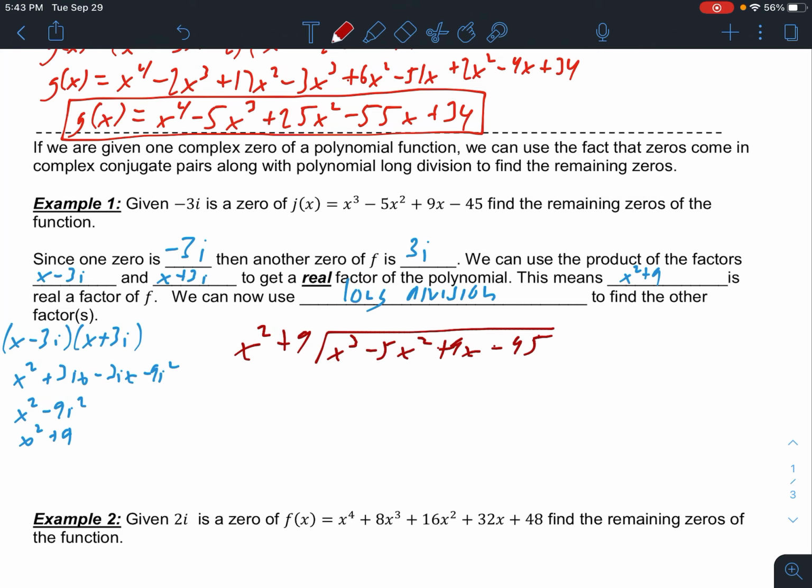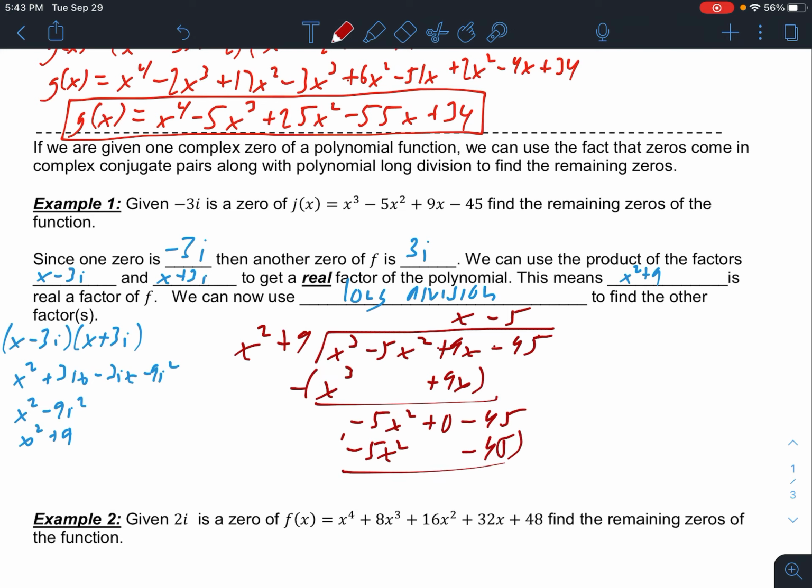x cubed divided by x squared is x. Multiplying, subtracting. Negative 5x squared divided by x squared is minus 5. Multiplying and subtracting, we should get 0 because we know it's a factor. Okay, so that means now I can write j of x as x squared plus 9 times x minus 5.